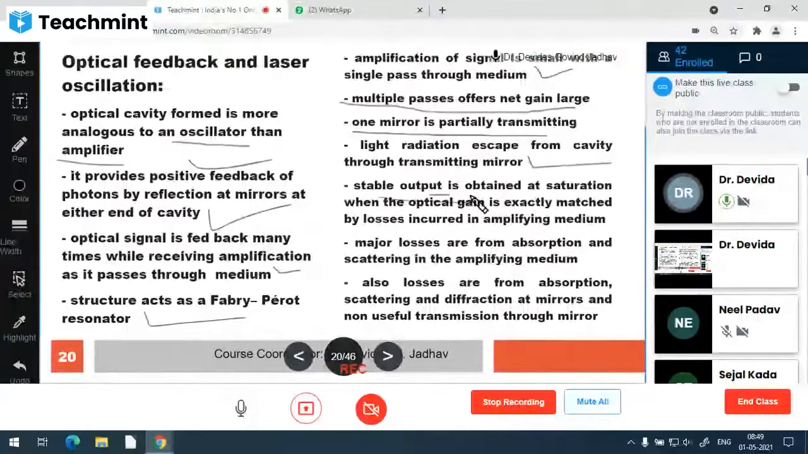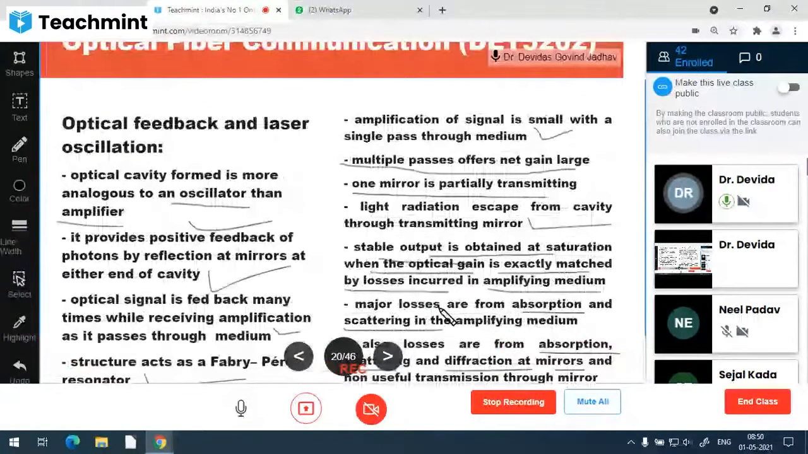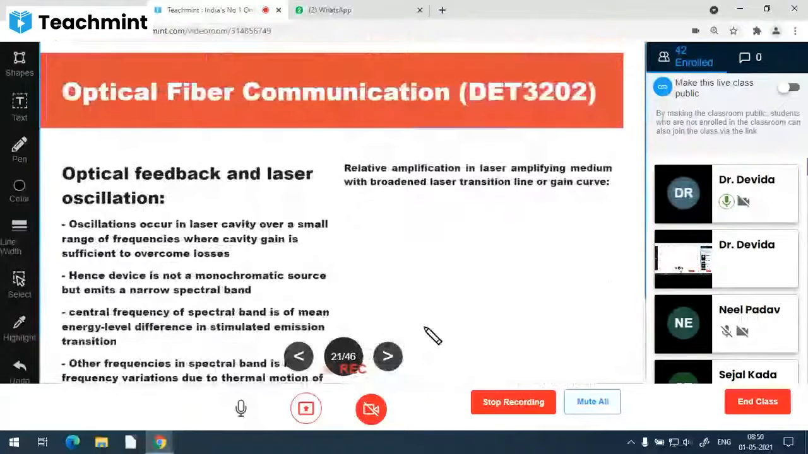A stable output is obtained at saturation, when the optical gain matches the losses incurred in the amplifying medium. When gain matches the losses, the stable output is obtained. What are the losses? The major losses are absorption and scattering in the amplifying material, absorption, scattering and diffraction at the mirrors, and non-useful transmission through the mirror. So these are the losses.